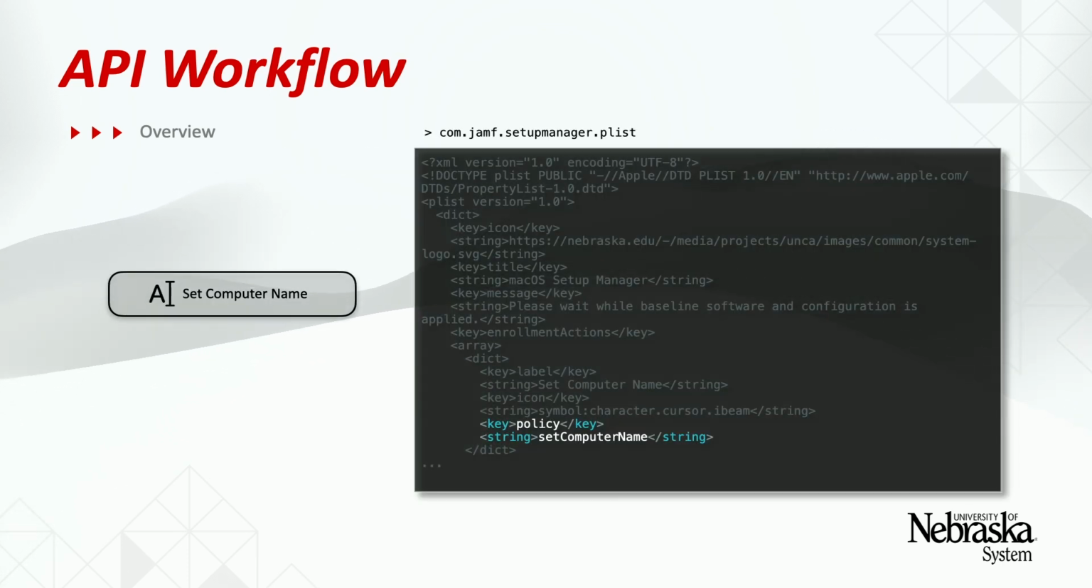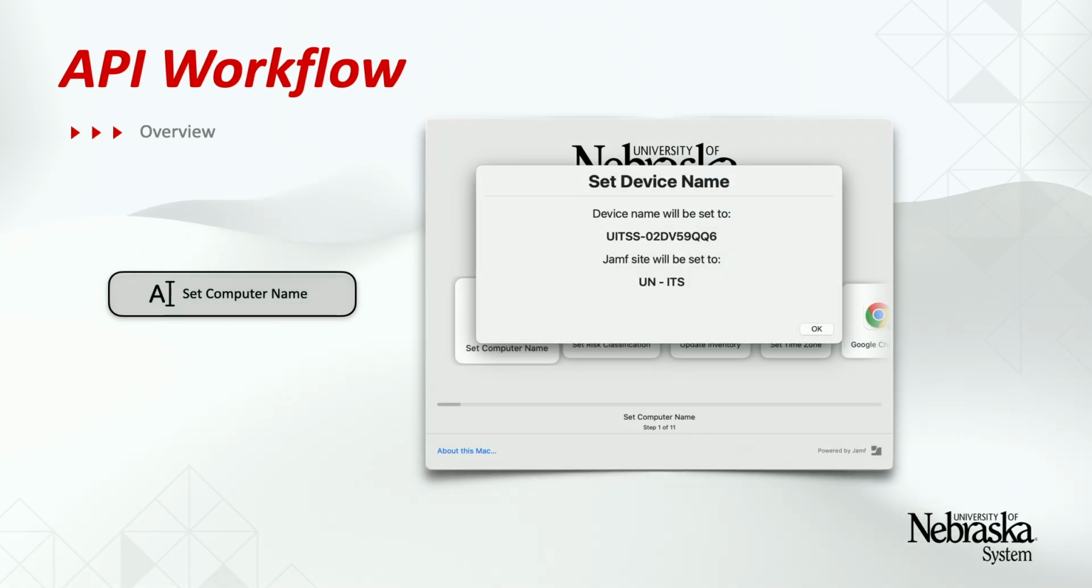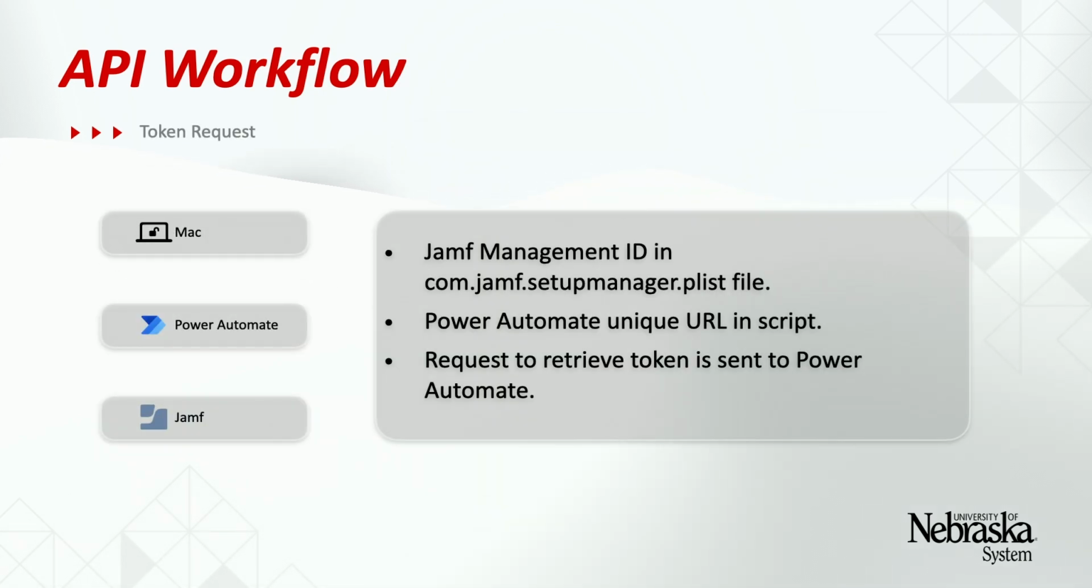So again, going back to our set computer name policy that we kicked off, at this screen, as soon as you hit OK, this kicks off the rest of the process, and I'll show you what that looks like. So in our setup manager file, that's the file that controls what Jamf Setup Manager is doing, we're also delivering the Jamf Management ID. That's that long token, that unique identifier in Jamf Pro that you can use to identify a specific device in your environment.